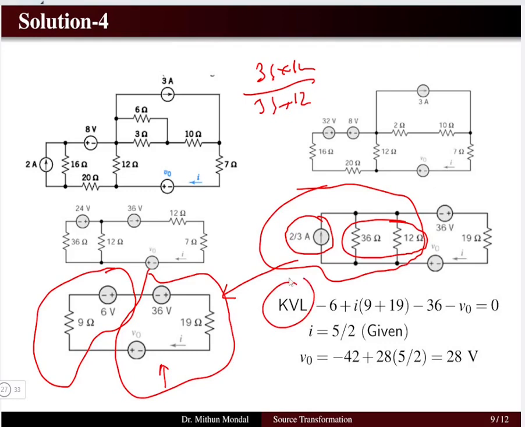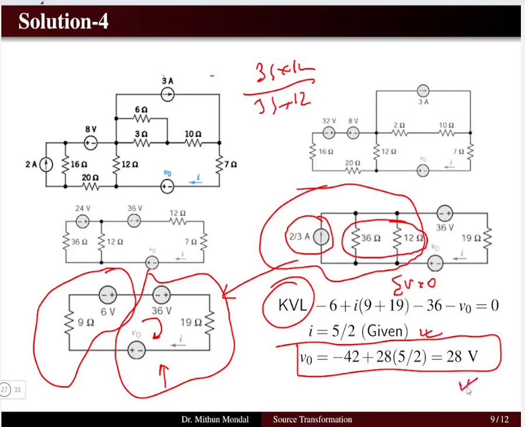You can apply the KVL equation in this loop where the current is given to you as 5 by 2 amps, and the sum of all the voltages in a closed loop is equal to 0. Then your unknown variable V naught you can determine, which is equal to 28 volts. So you have seen that although the circuit looks quite complex, we have written only one equation and obtained the final solution.